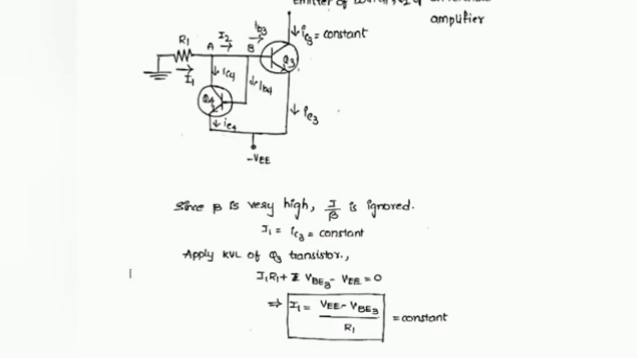So after proving that I1 and IC3 are equal and are a constant value, we have to find out what is the value of I1. Simply apply the KVL of transistor Q3. So now let us consider this path in order to apply KVL. Here the current is entering, so we can write it as plus and minus. The voltage drop across the resistor R1 we can write as I1 into R1, plus the cut-in voltage of transistor Q3, which is VBE3, minus VEE equal to 0. Finally the value of I1 is VEE minus VBE3 by R1.